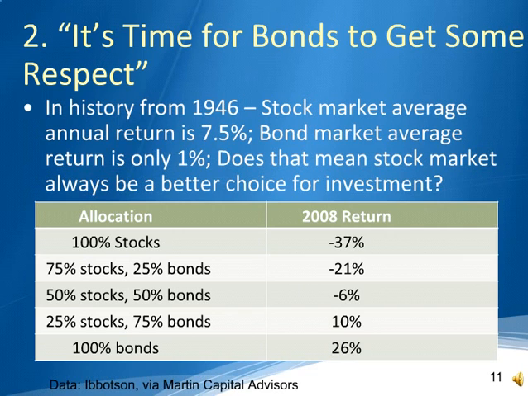From 1946 to recently, the stock market average return rate is 7.5%. At the same time, the bond market average return is only about 1%. Does that mean the stock market is always a better choice for investment? Of course, it's not true. I have to give you an example. Sometimes bonds are a better choice than stock.